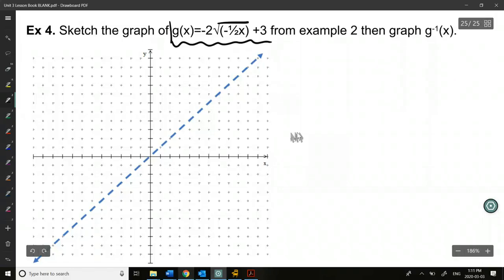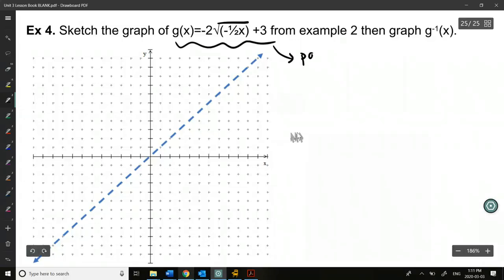All we need to do is figure out the points for this function, and then when I go to graph g inverse of x, I just swap them. Okay? So we're not going to be that guy that does a bunch of extra work that he doesn't need to do, or she doesn't need to do, right? We're not going to be that person. Okay? No, I always just say that guy.